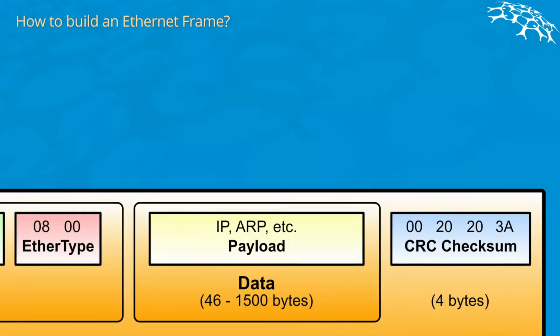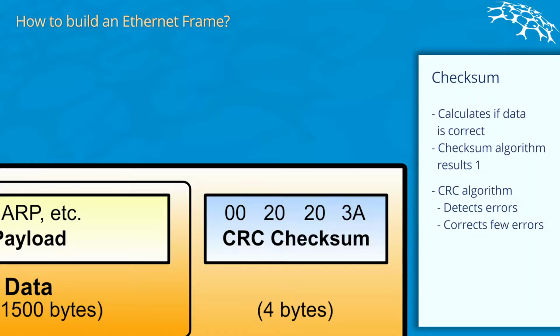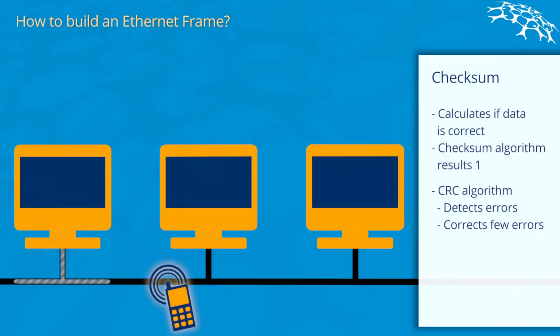And last but not least, there is the checksum, which is a sum calculated over the entire data in the frame. If you receive the data and you run the checksum algorithm on the entire data, including the checksum, the result will always be 1. And if something goes wrong, the frame will be dropped. Actually the CRC algorithm can not only detect errors but also correct a few, but this will hardly ever happen, because if you think about a situation where a cell phone might corrupt the data, then probably the entire frame will be corrupted. It's very, very rare that only one piece of information gets corrupted.